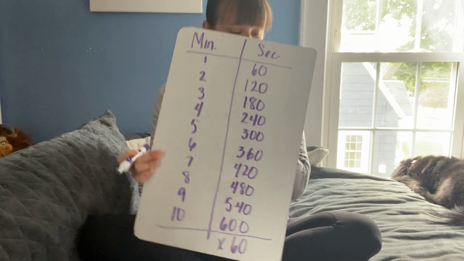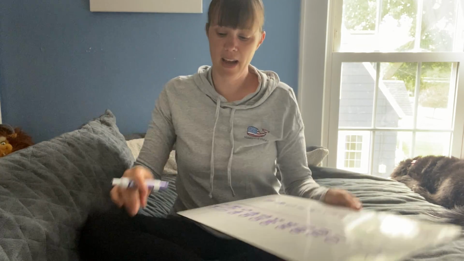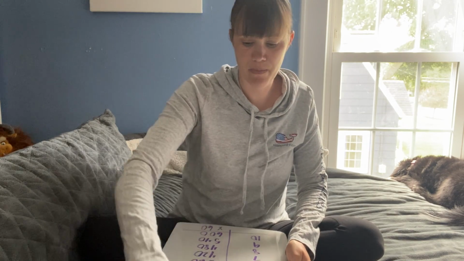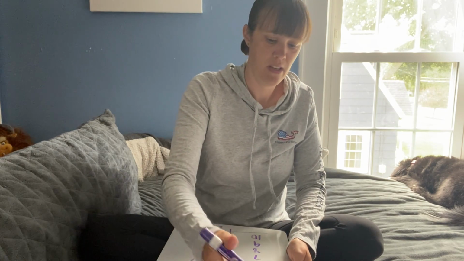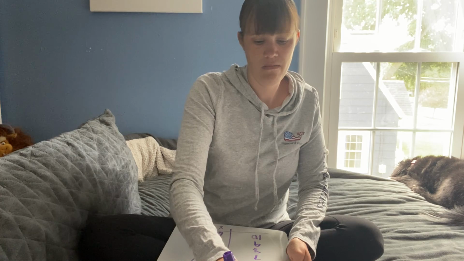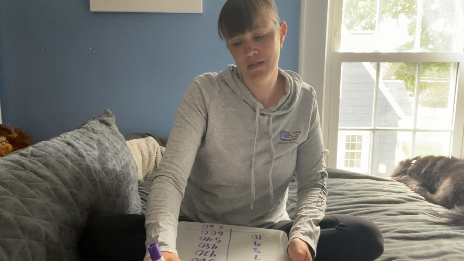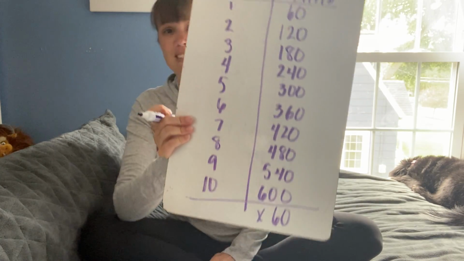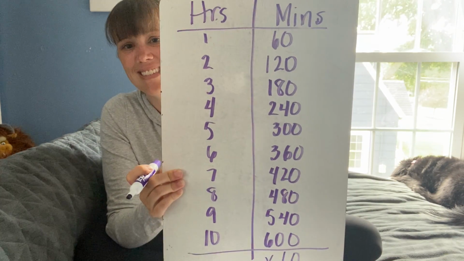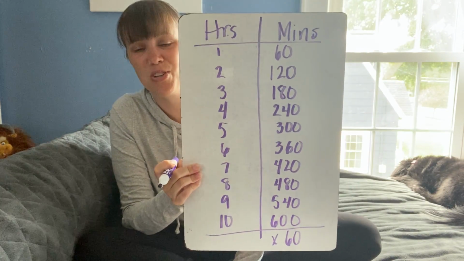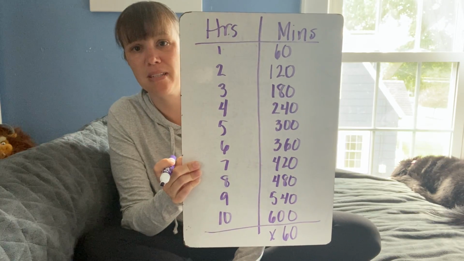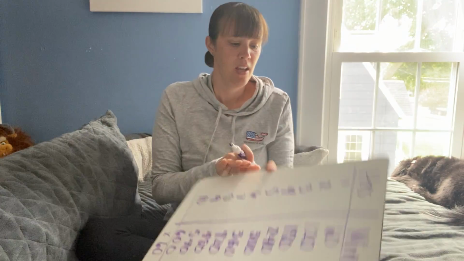So now, since you have that all set, we're going to do hours to minutes, and guess what? 1 hour has 60 minutes. So it's the same chart. That's right, same chart. We multiply by 60. There you go.